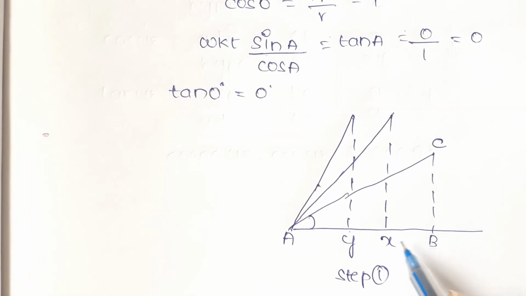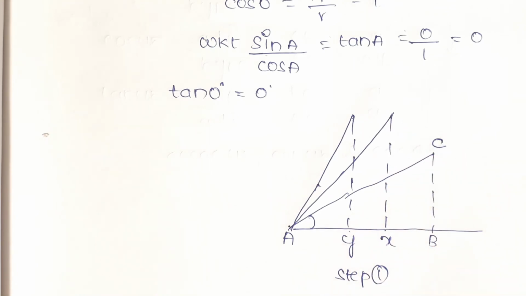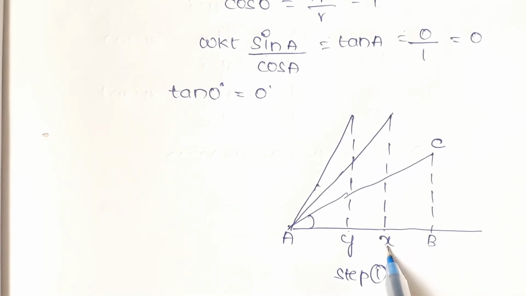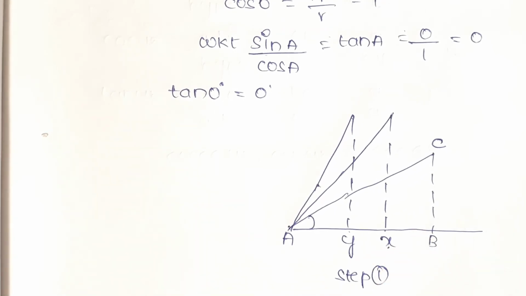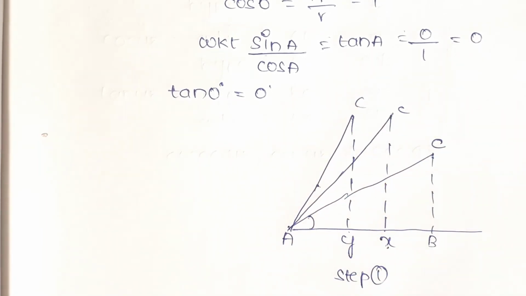Here, when angle A increases, the height of the ray also increases and the foot perpendicular shifts from B to X and X to Y and so on. In other words, now we can say that the height BC will increase gradually with the different angles changing.